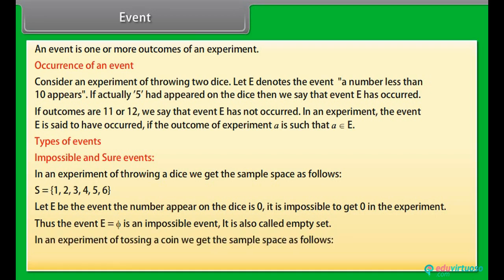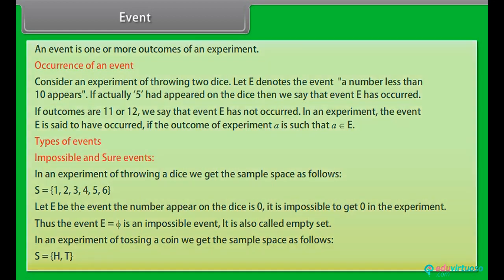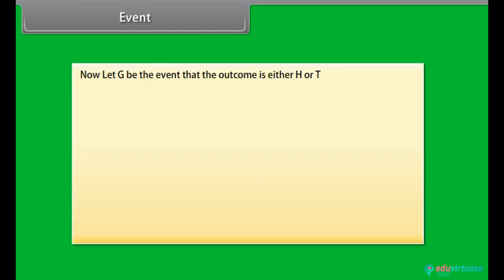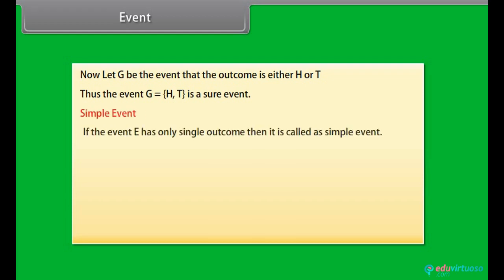In an experiment of tossing a coin, we get the sample space S is equal to H, T. Now let G be the event that the outcome is either H or T. Thus the event G is equal to H, T, a sure event. Simple event. If the event E has only single outcome, then it is called a simple event.